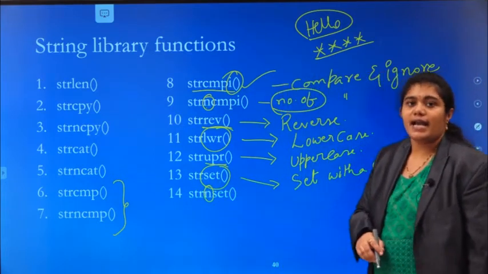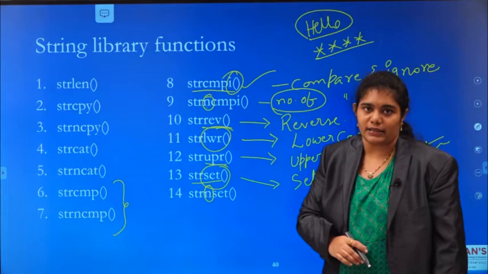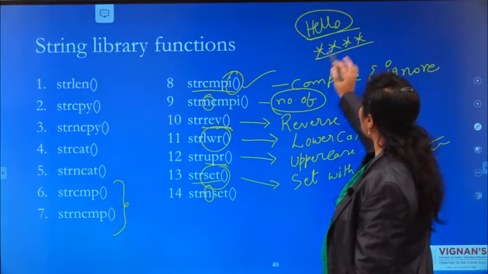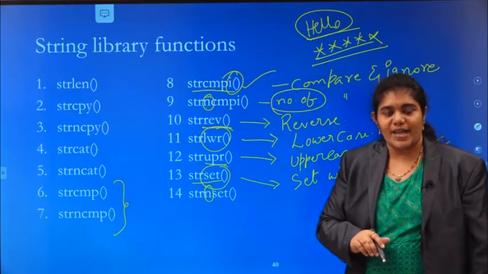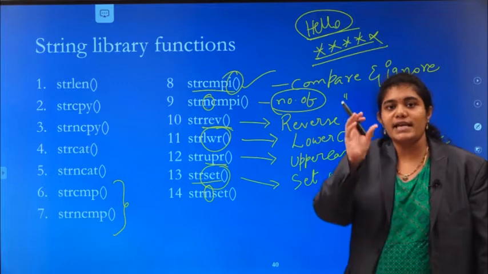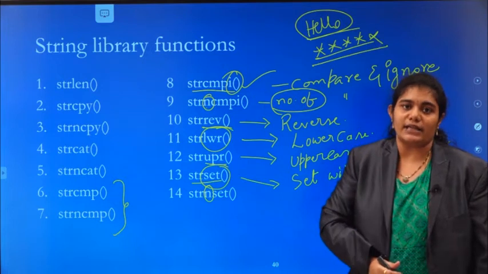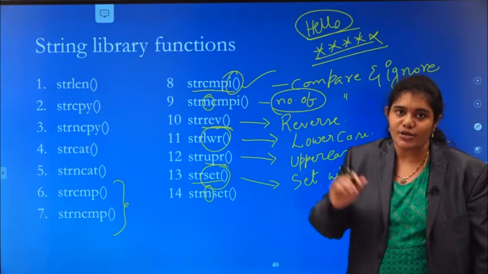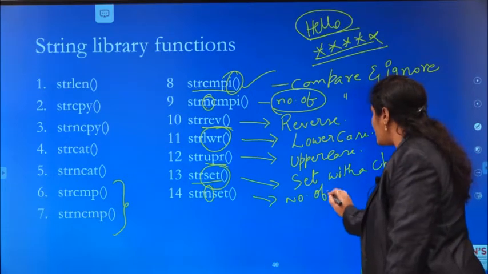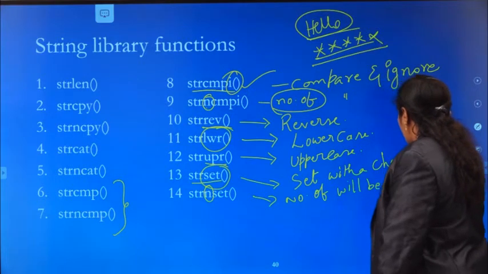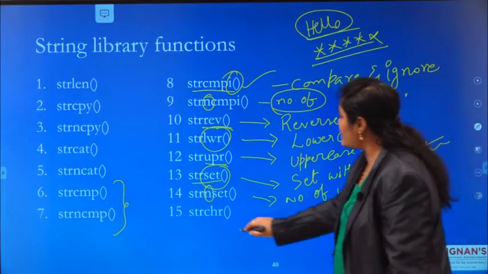strnset. strset is used to set the whole string into a particular character. But whereas strnset will set a particular number of characters into the given specific symbol or character. It won't convert the entire string into a particular character. Only a number of characters will be set. Right?